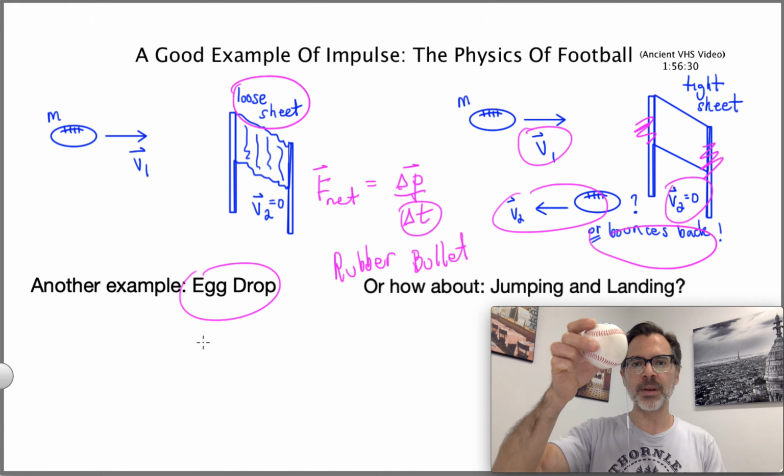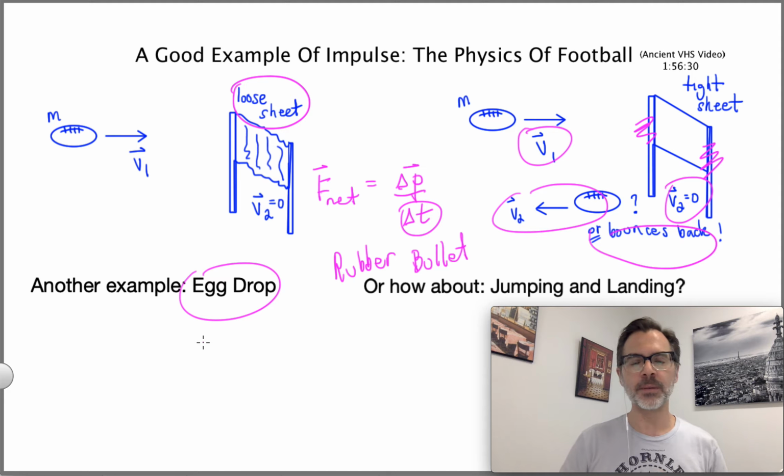If you were going to drop an egg on the floor, what happens to it? It breaks. We all know that. There's a sudden, quick change in momentum, small denominator, lots of force, egg cracks.